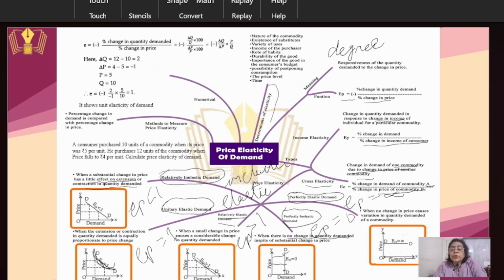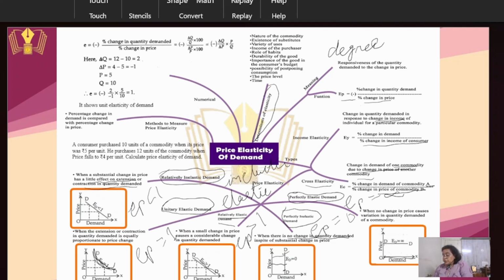Now let us proceed to determinants of elasticity of demand. There are many. But always remember that while writing this answer, each and every point must be explained with an example, and you have to relate whether it's elastic, inelastic, relatively elastic, relatively inelastic, perfectly inelastic or perfectly elastic. You have to keep in mind it has to be related, otherwise the answer will be incomplete.